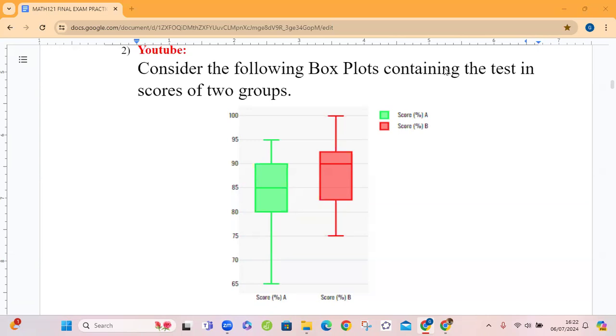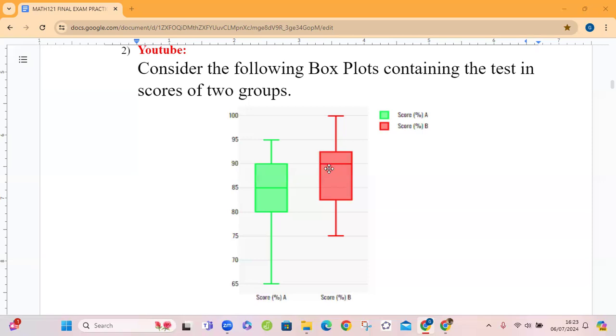As you can see, the maximum score for A is 95 and for B is 100. The minimum for A is 65 and that for B is 75. The median for A is 85. The median for B is 90. The lower and upper quartiles for A are 80 and 90 respectively, whereas for B they are 85 and 95 respectively. So all this information can be deduced from the box plots for A and B.